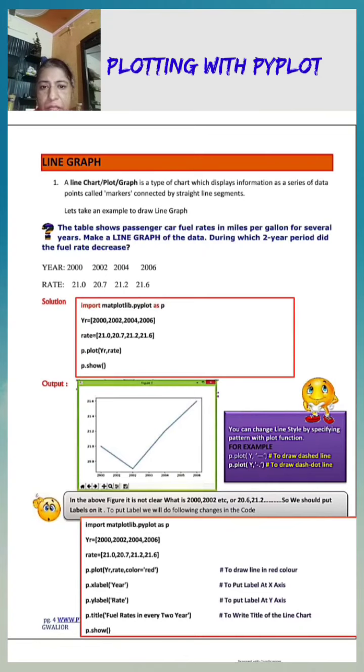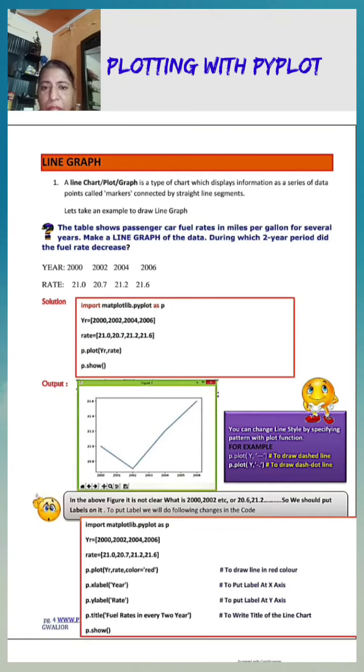Line graph, as shown in the diagram on the previous page. It is simply a 2D chart, a chart drawn on the 2D plane. X-axis is there, Y-axis is there. You will plot the points and then join these points with the help of line segments. Clear? A line chart is a type of chart which displays information as a series of data points called markers. These points are called markers, connected by straight line segments.